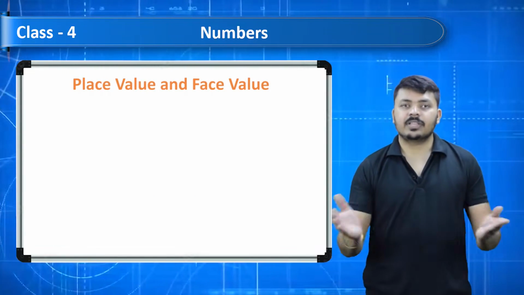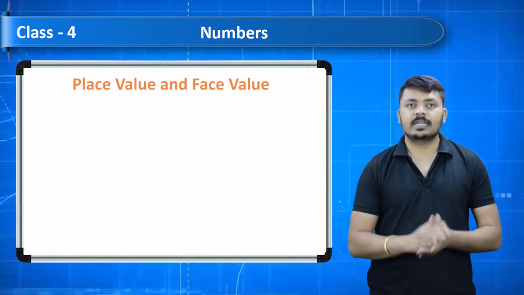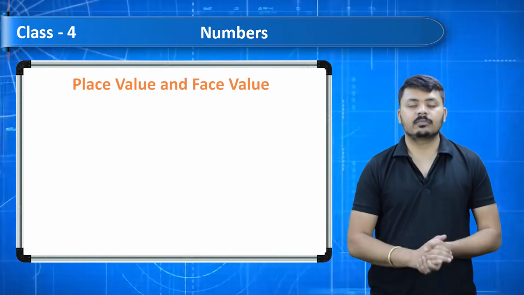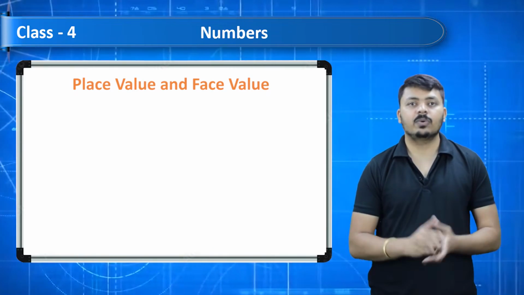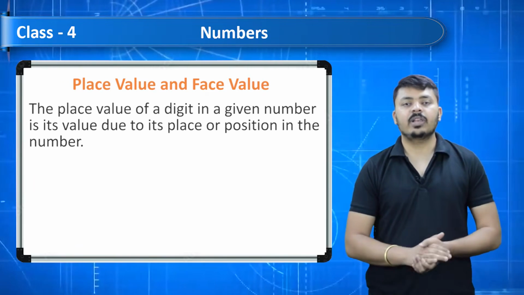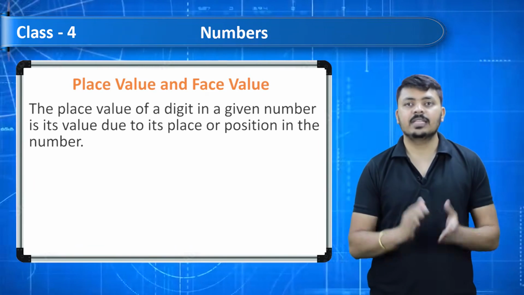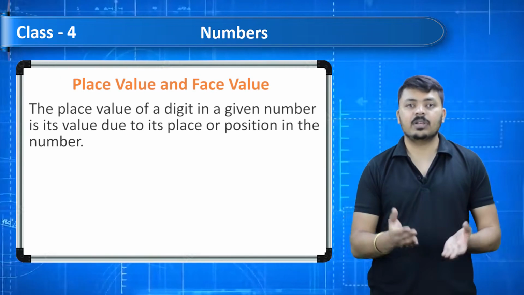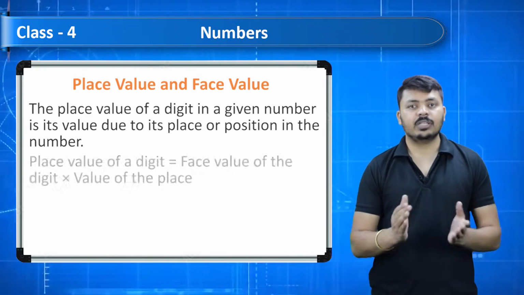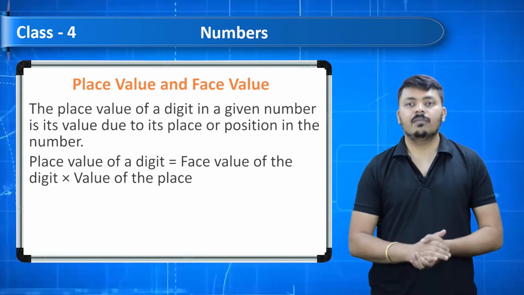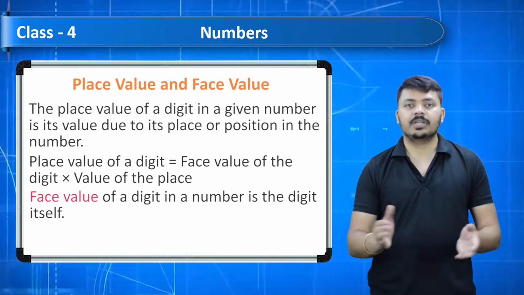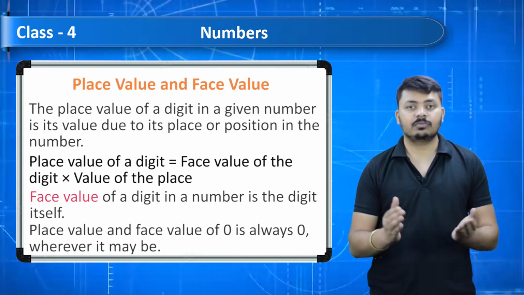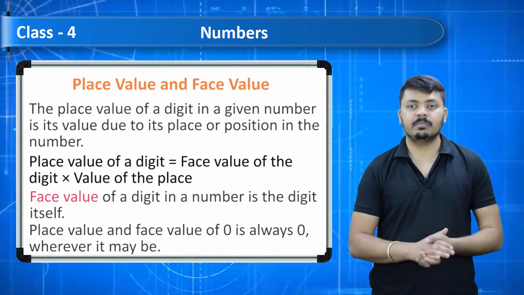Place value and face value. Let's start a new topic, that is place value and face value. Now we are going to learn about some concepts regarding place value and face value. The place value of a digit in a given number is its value due to its place or position in the number. Place value of a digit is equal to the face value of the digit times the value of the place. Face value of a digit in a number is the digit itself. Place value and face value of 0 is always 0, wherever it may be.